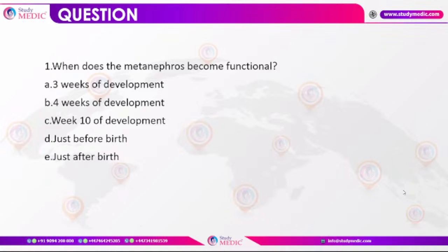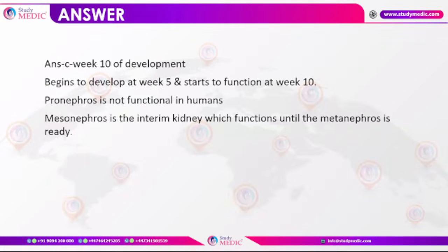We know that metanephros are the ones which are going to form the kidney per se. So kidneys do become functional when the fetus is already inside, and it is by about 10 weeks of development. So the beginning starts by around week 5, and by 10 weeks, it becomes completely functional. Pronephros is completely non-functional in humans.